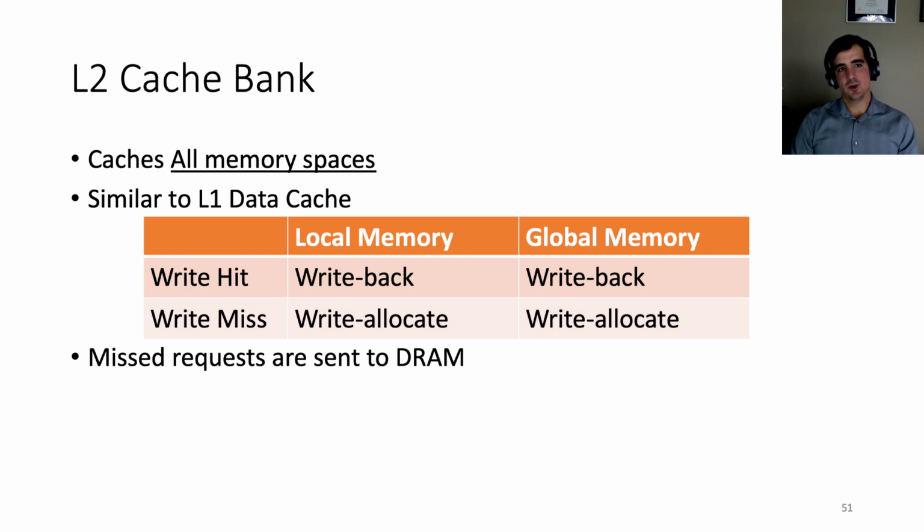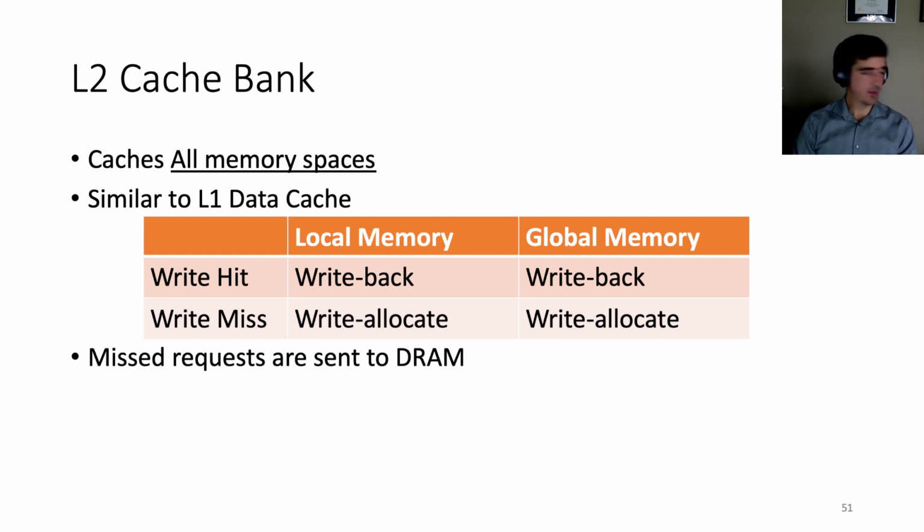How is the L2 arranged? This cache will cache all memory: local memory, global memory, and structured memory, etc. The way that it operates for both local and global memory is identical. So it is write back for both, and it is write allocate for both.